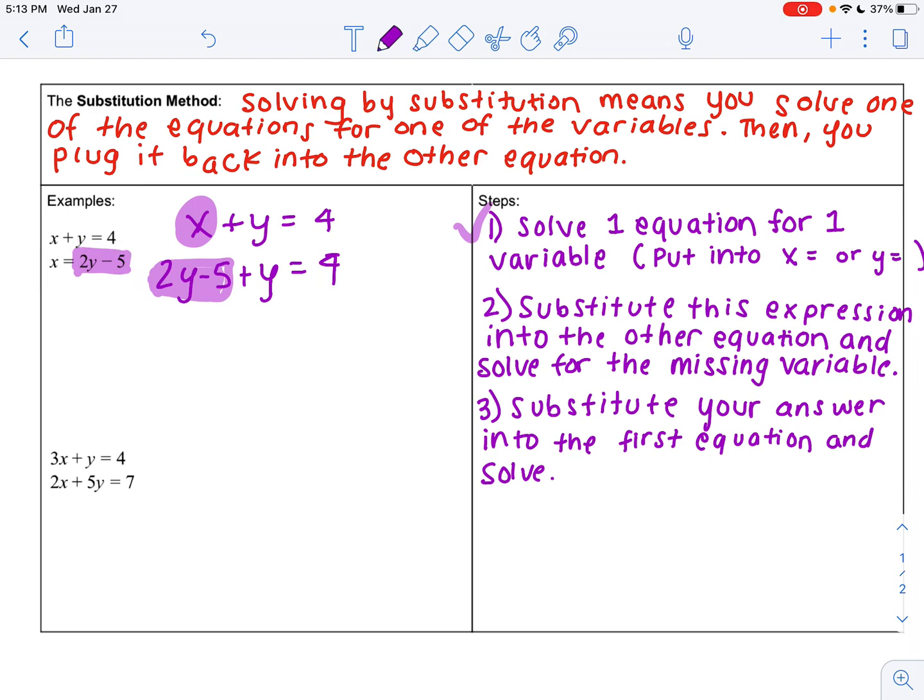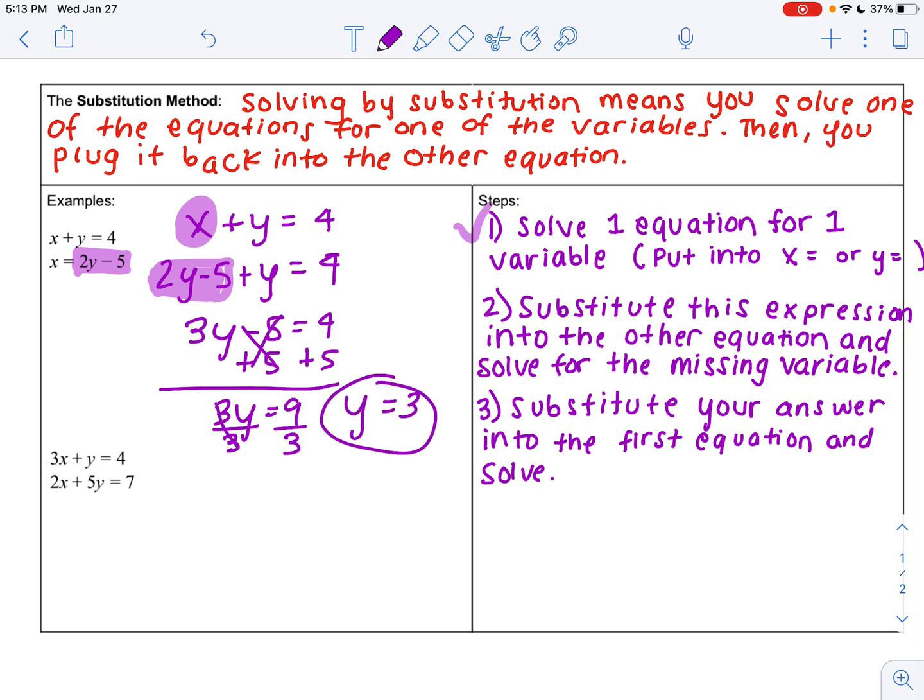And then I'm going to continue to just solve. So 2y plus y is 3y. I'm going to add 5. So 3y equals 9. Divide by 3 and y equals 3. So that's one of my answers. And then that's step 2. Step 3 says substitute your answer into the first equation and solve. It doesn't matter if it's first or second equation.